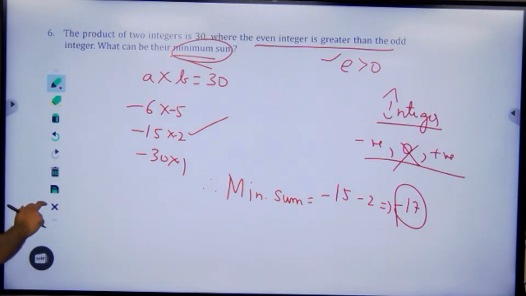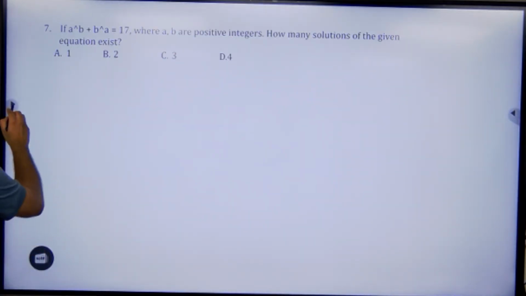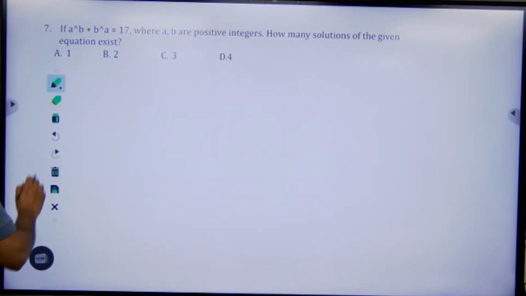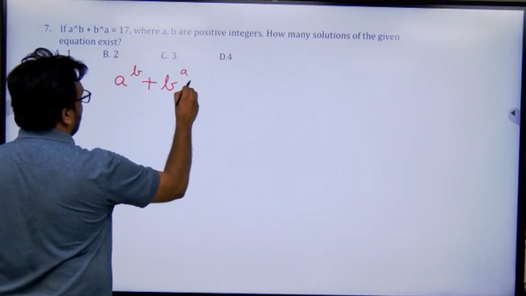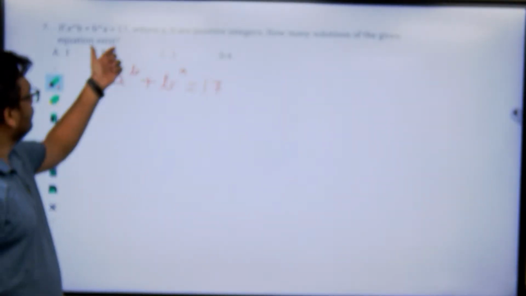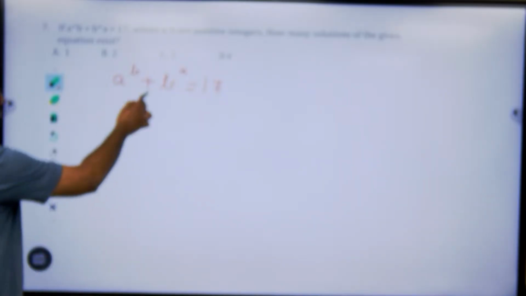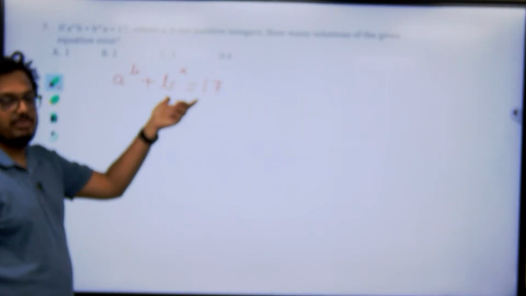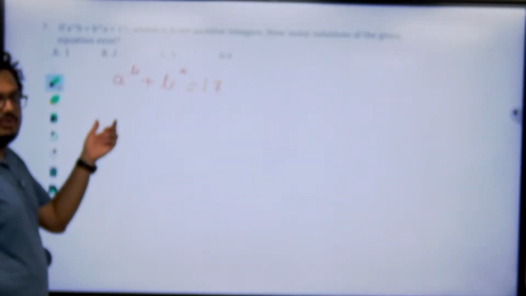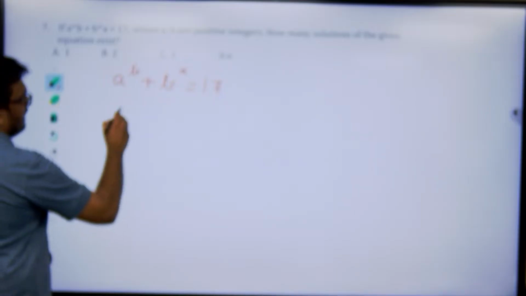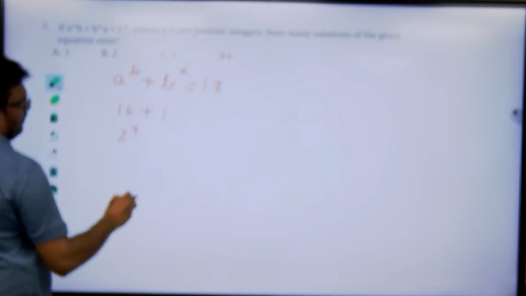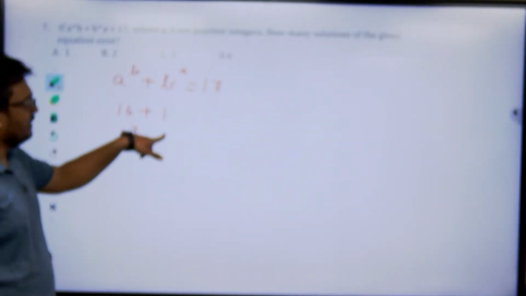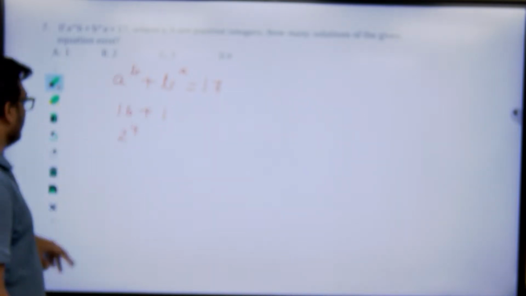Okay, let us see the next question. If a power b plus b power a is equal to 17, where a and b are positive integers, how many solutions of the given equation exist? Sum should be 17, so it can be 16 plus 1. You should write it in the form of base and power. 16 you can write as 2 power 4. 2 power 4 is 16. But if you write 4 power 2, it will be 16 too, 4 square is 16. It can't be.